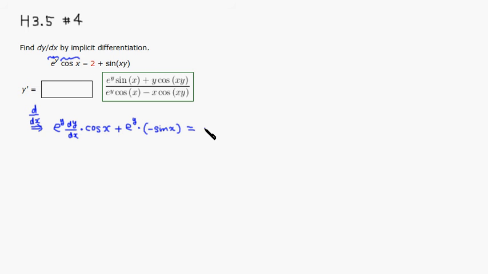The derivative of the right-hand side, 2, is 0. And the derivative of sine of xy would be the derivative of sine, which is cosine. Leave the inside function as it is, so xy. But with the chain rule, multiply by the derivative of the inside. Again, we have to use the product rule, so it's the derivative of x, which is 1, times the second, y, plus x, the first guy, times the derivative of the second, which is dy over dx.